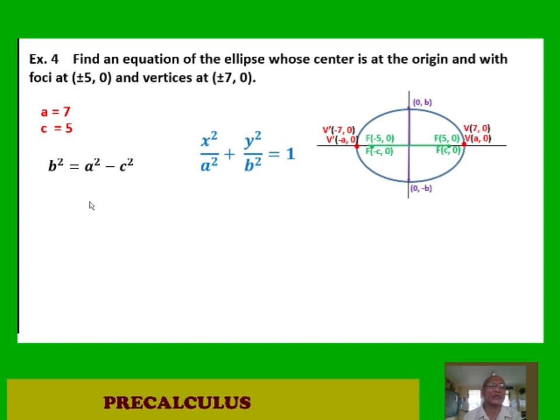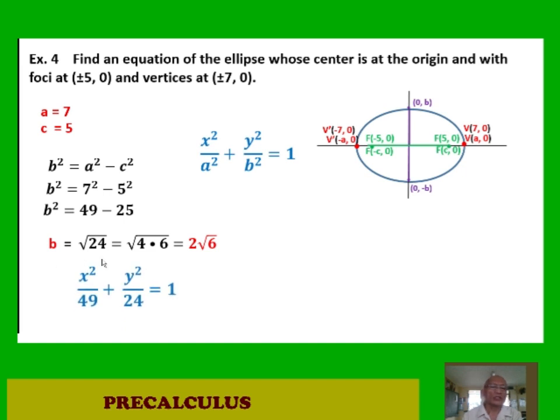Then we will solve for B. Substitute A and C and extract the square root. So B is equal to 2 square root of 6. 24 is 4 times 6. Square root of 4 is 2. 2 times square root of 6. So the corresponding equation is x squared over A. A is 5, so 5 squared. Or rather, A is 7. 7 squared is 49. B is 2 square root of 6 squared, which is equal to 24. Okay.